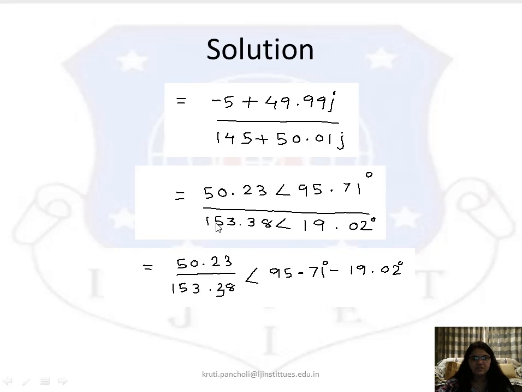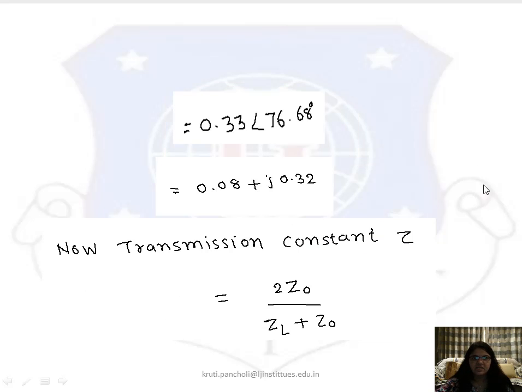So you have this polar form. This is A angle B, C angle D. So it is A divided by C, and the angle is B minus D. So it is 50.23 divided by the denominator magnitude, and the angle is 90.71 minus 19.02. So you will get this answer, and after converting it back into rectangular form, I have the reflection coefficient, which is 0.08 plus J 0.32. So this is my reflection coefficient.